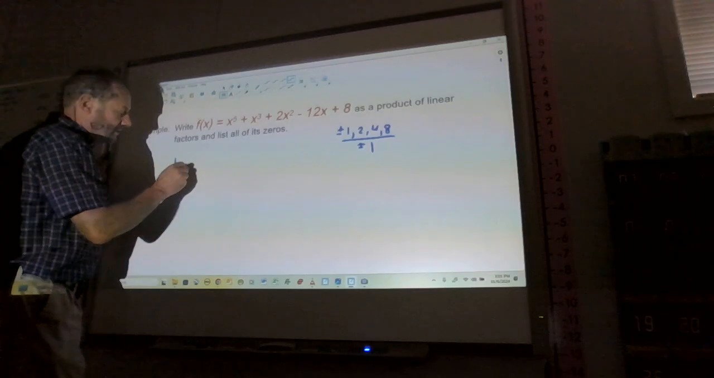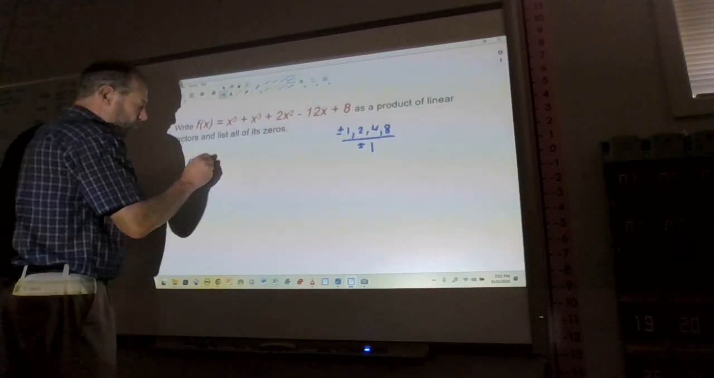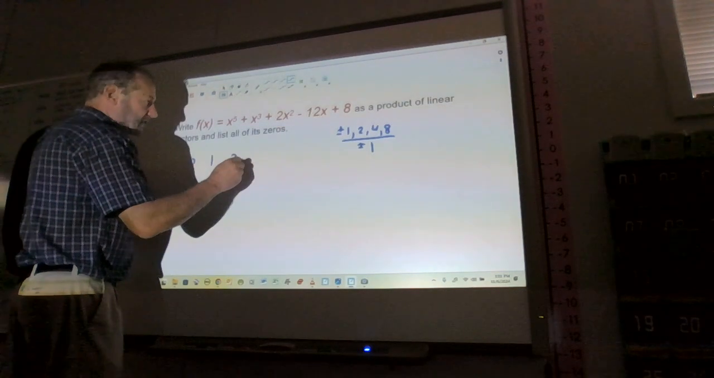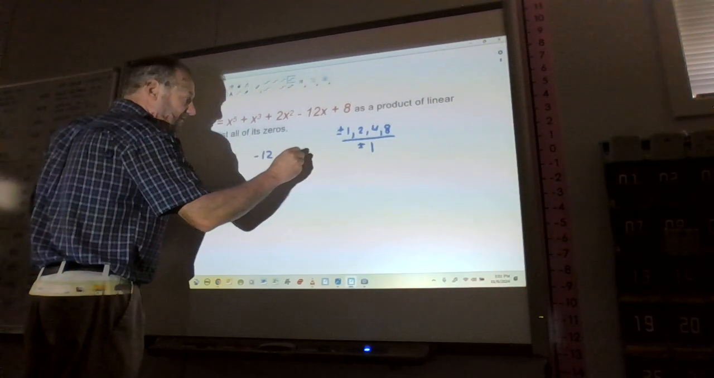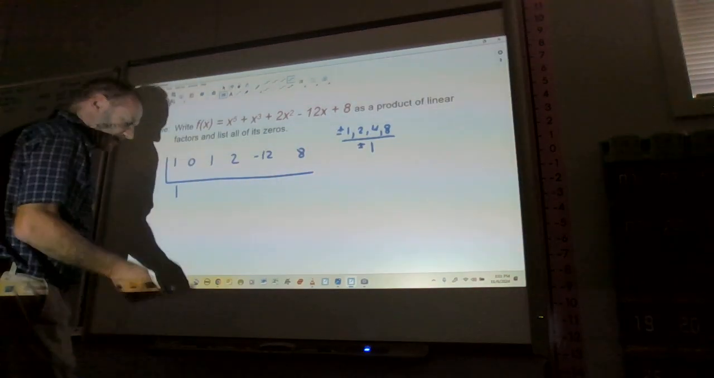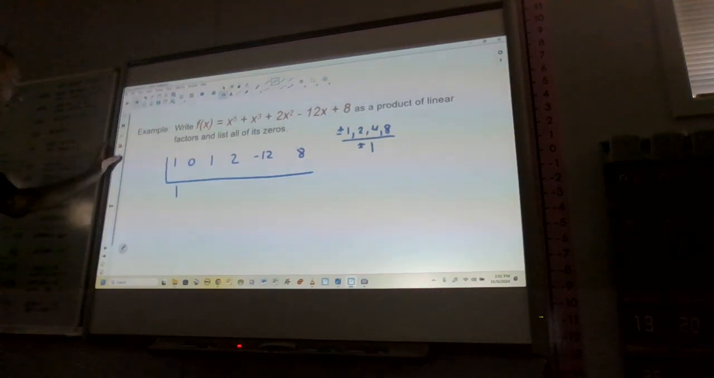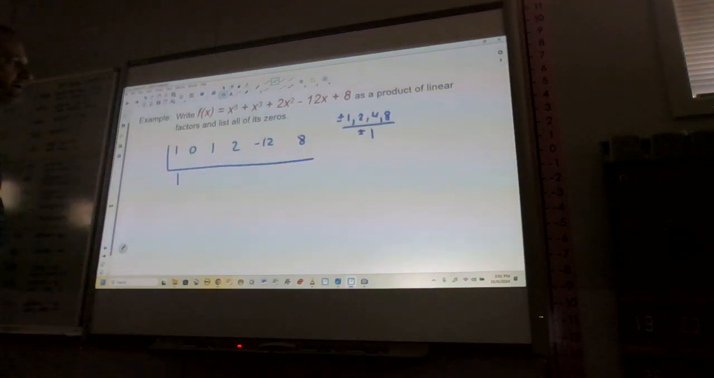So I've got 1. I don't have an x to the 4th term, so I remember to put your 0 in there. I've got a 1 for the x to the 3rd. I've got a 2 for the x squared. I've got a negative 12 for x, and I've got an 8 for the constant. Drop my 1 down here, and hopefully we can knock this out pretty quick. Let's try a 2.